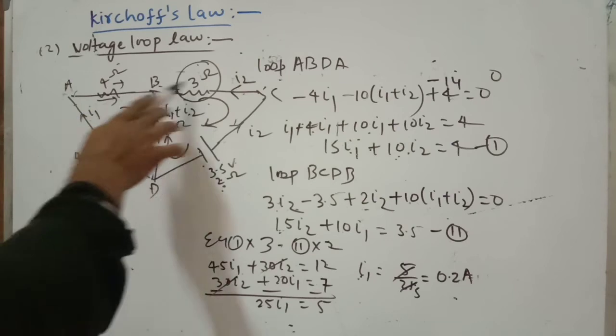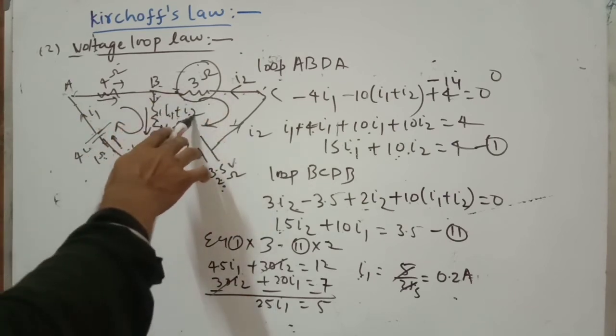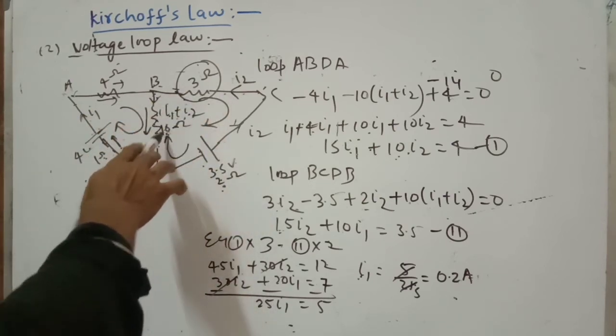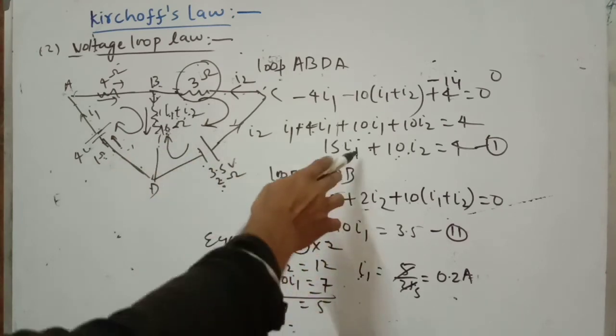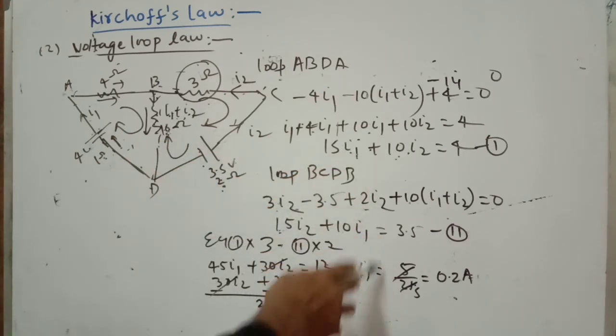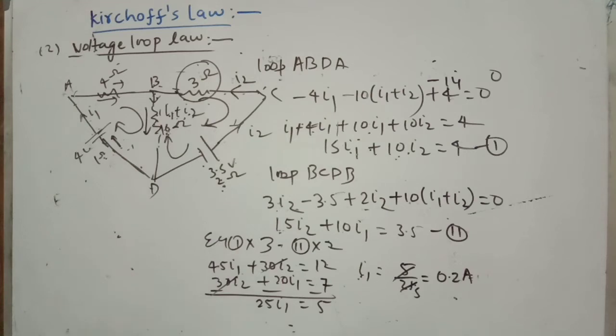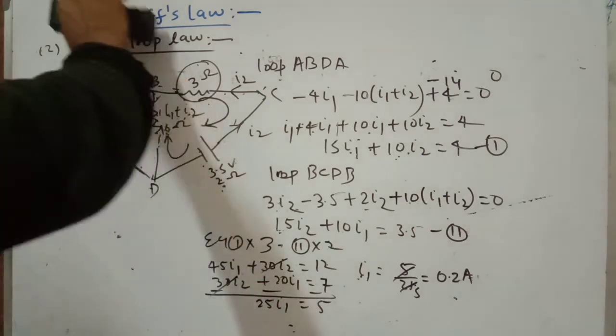So I1 is here, I2 is here, I1 plus I2. So the current that passes through the 10 ohm is I1 plus I2. Already calculated from here I1 and I2. So put here. So we already got the current in every branch of the circuit. Now with the help of Kirchhoff's law, you can find current in every branch.